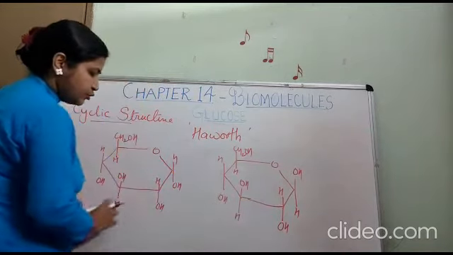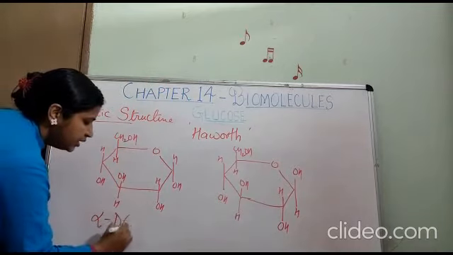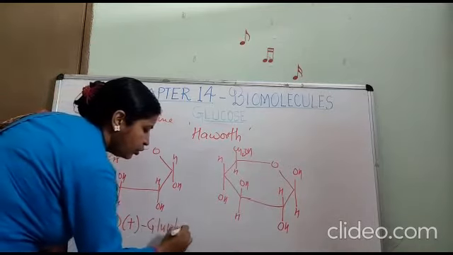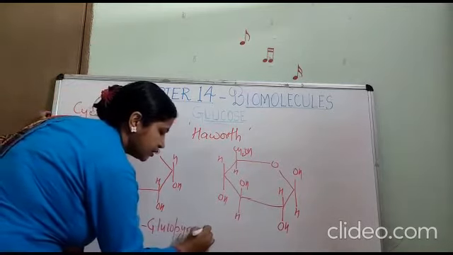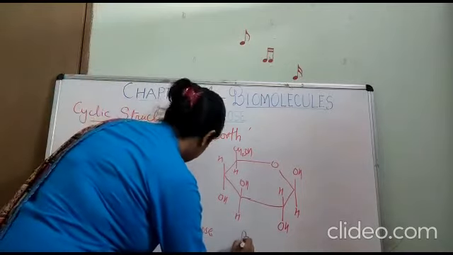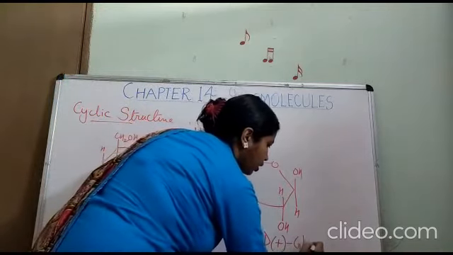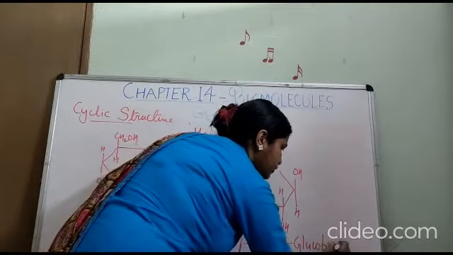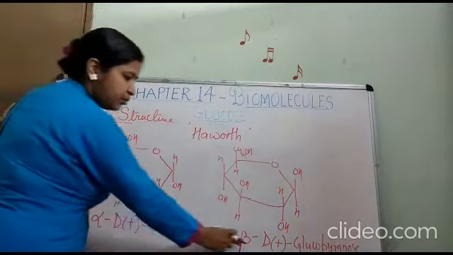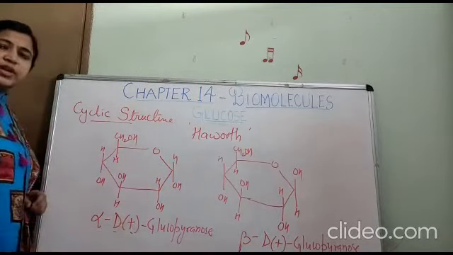Out of these two structures, this one is known as alpha D plus glucopyranose, and this structure is known as beta D plus glucopyranose. This alpha and beta represent the anomeric structures. This D and positive we have already discussed.